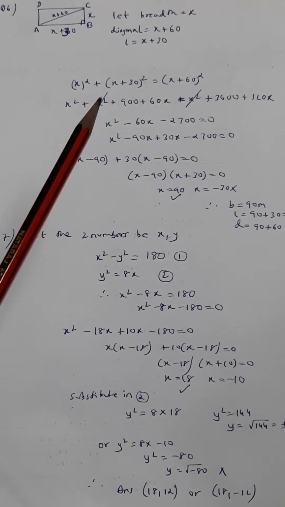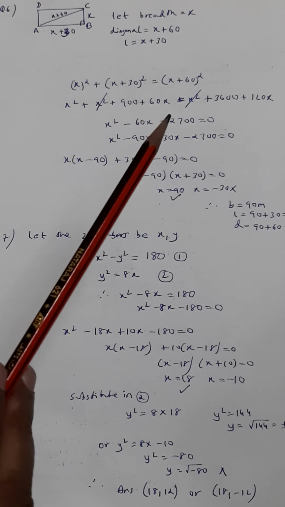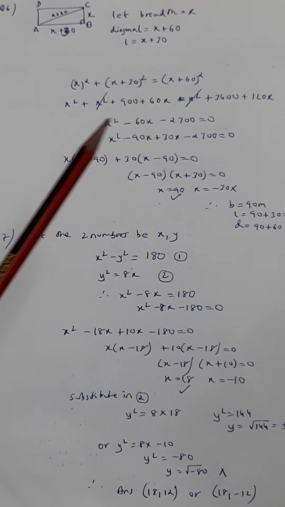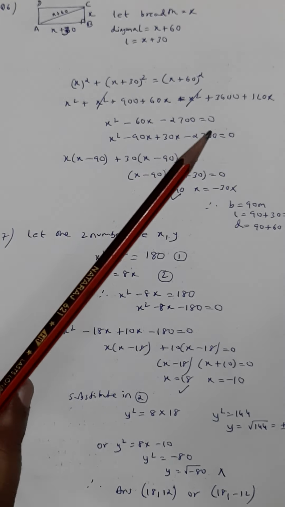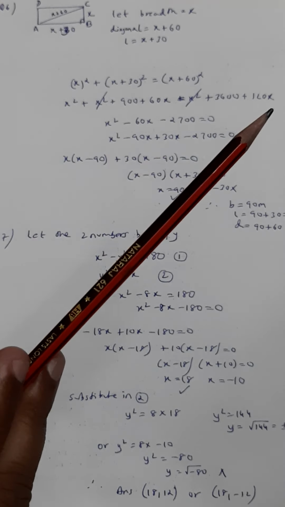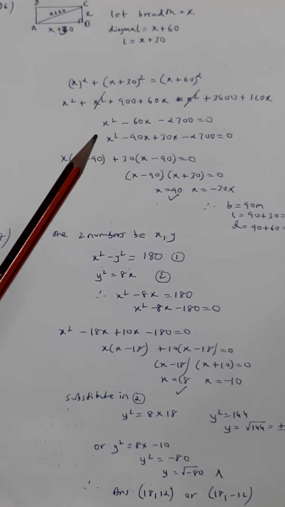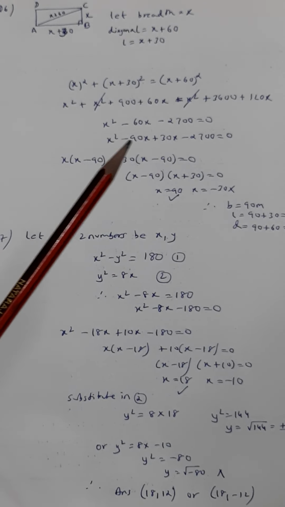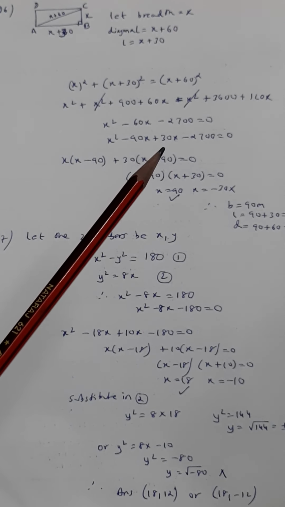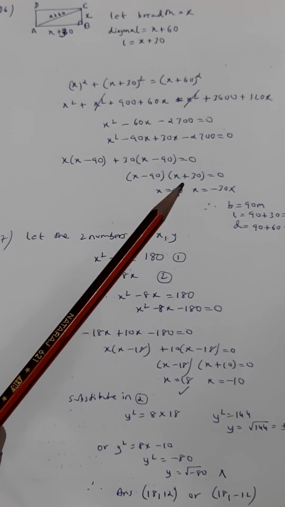Now here we are opening the bracket using the identity (a plus b) whole square equals a square plus b square plus 2ab. Here also we are opening by using the identity, and then x square is getting cancelled, and then you will get a quadratic because 3600 we will bring this side, and 120 we are also bringing this side. So this is the quadratic we will get, and then we will solve this by splitting the middle term. Your factors will be minus 90 and plus 30. You will get two factors, (x minus 90) and (x plus 30).